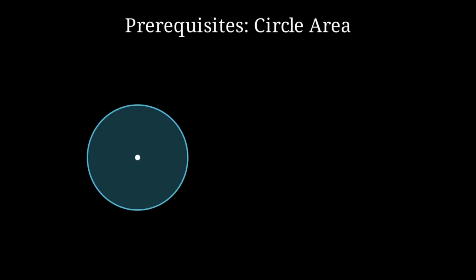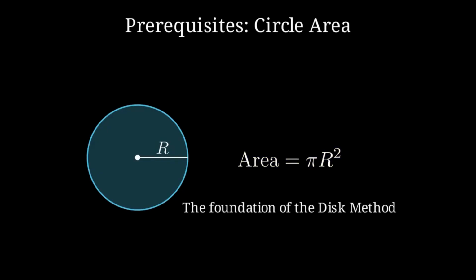The disk method relies on the simplest 2D shape, the circle. Since we are rotating a region, every cross-section of the resulting solid is a circle. If we can find the area of one infinitesimal circle, or disk, we can sum them all up using integration to find the total volume.